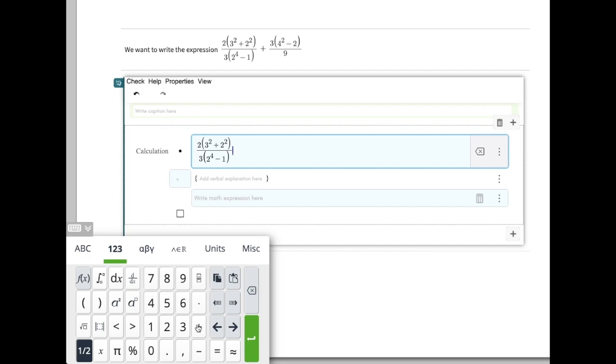Then we take plus, and then we write the second term, 3, parentheses, 4, square, minus, I took the minus from the keyboard now, 2, end of brackets, and then we select the numerator, and then the fraction symbol, and then we write the 9. So now we have written this expression.